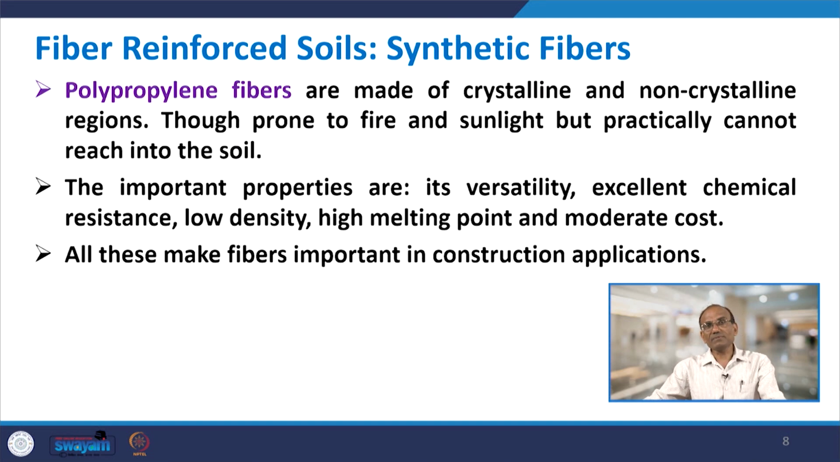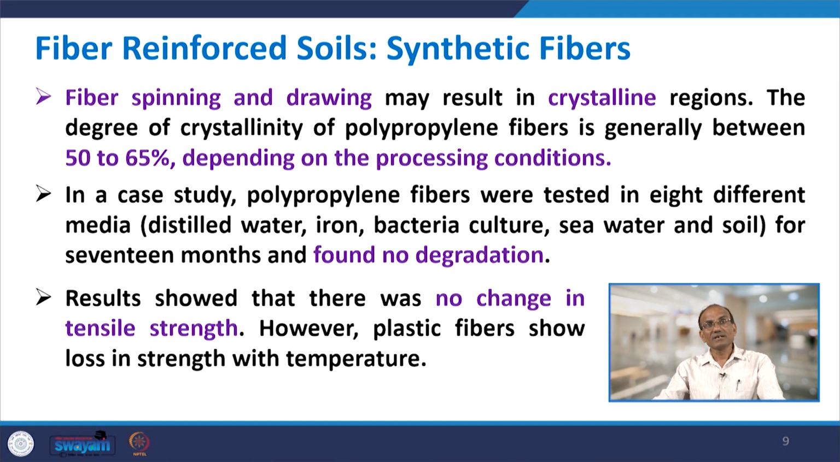Polypropylene fibers are made of crystalline and non-crystalline regions. Though prone to fire and sunlight, those practically cannot reach the soil. Again, if these fibers are exposed to fire or sunlight, they may not work, but when you mix them inside the soil, fire and sunlight may not be an issue. The important properties are versatility, excellent chemical resistance, low density, and high melting point; we already discussed these. All these make the fiber important for construction applications.